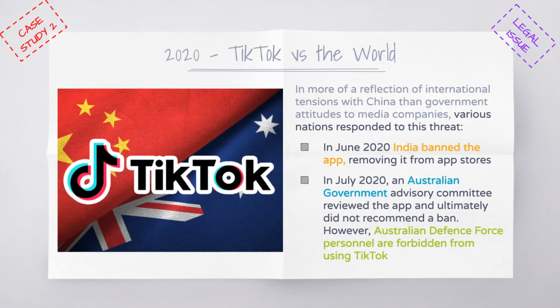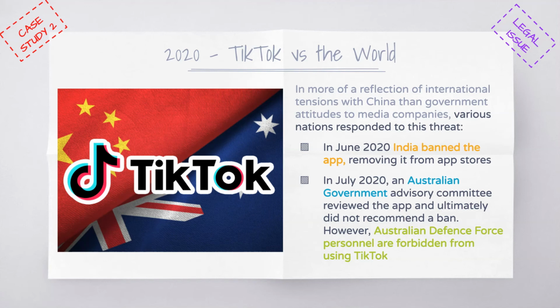So what has happened as a result of this? Well, in more of a reflection of international tensions with China rather than any problems with media companies per se, various nations have responded to this threat as follows. In June 2020, India actually banned TikTok and removed it from its app stores, along with a number of other apps that were developed in China.